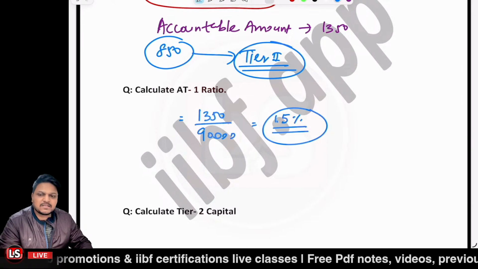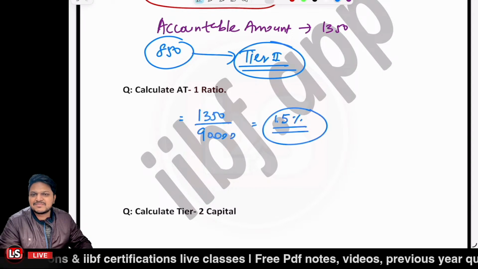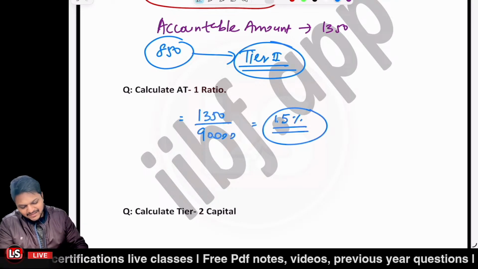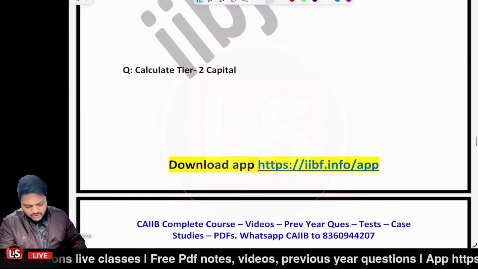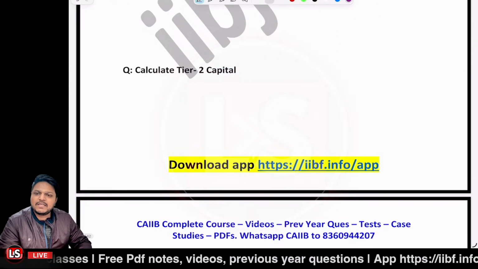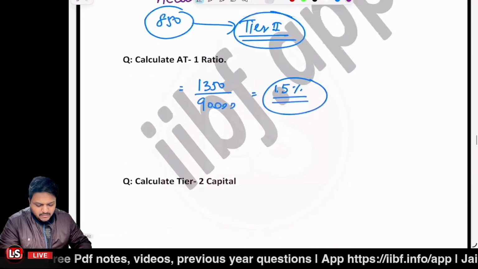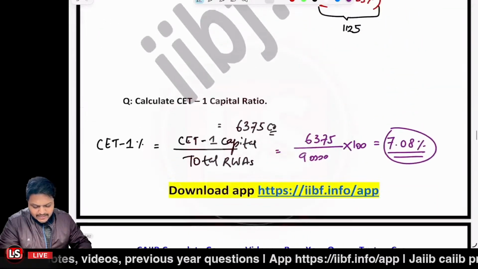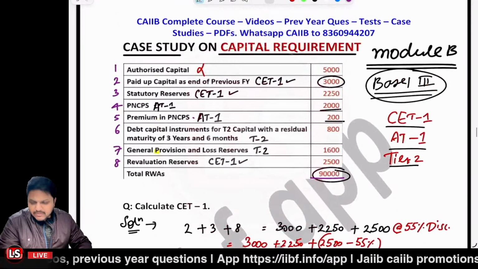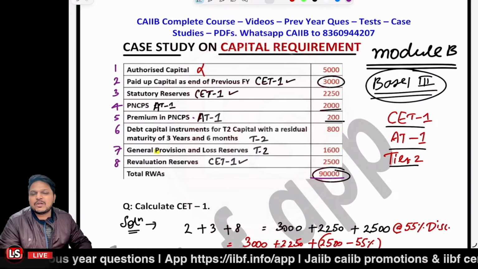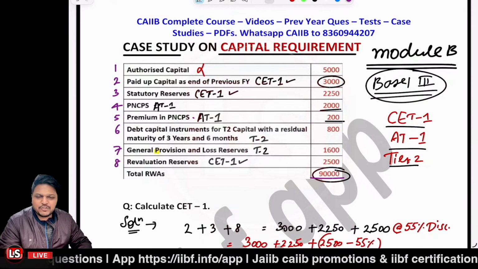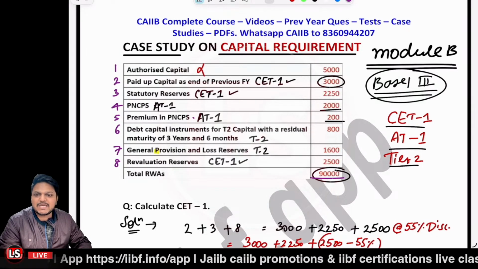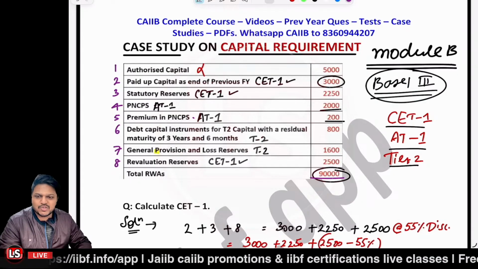Clear so far? Please confirm at the earliest. Right. Now let's move toward the next question. It is about calculating the tier 2 capital. Now let's have a look at the tier 2 capital. It's quite interesting, right? Because there are some restrictions toward calculation of the tier 2 capital, and we should be looking into all the possibilities which can be there. That's all about solving the question.